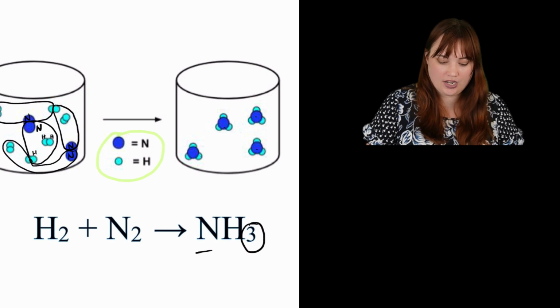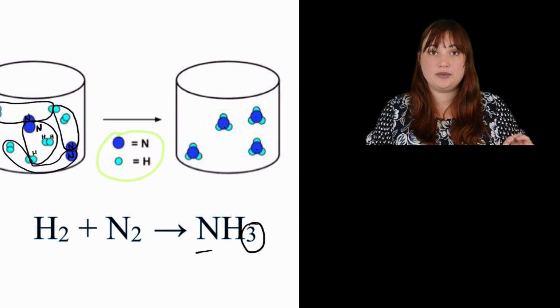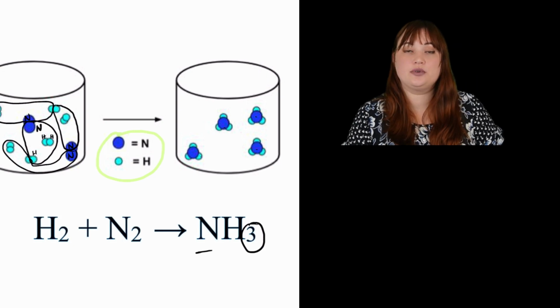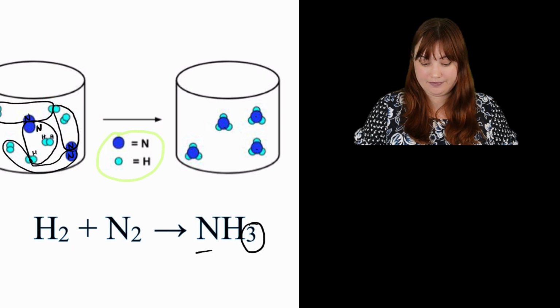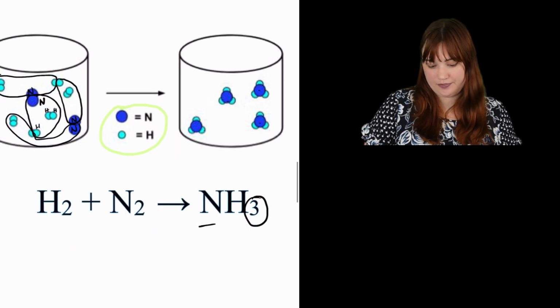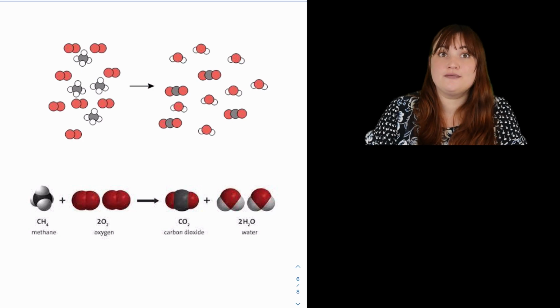We have some kind of shape or color that represents each element, and you can see how they would recombine, rearrange to create the products. Let's look at another example. Oh, look at this reaction. This is the combustion of methane.